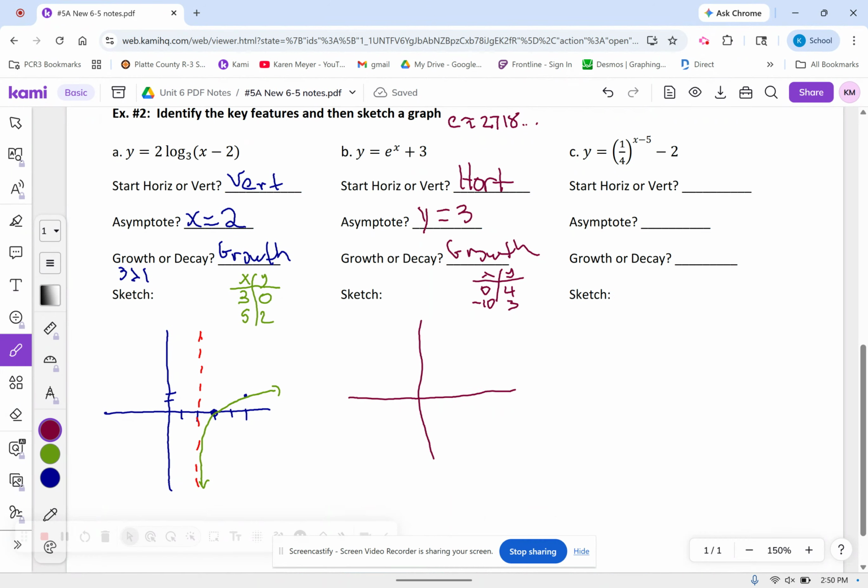Okay, so I'm going to go put my horizontal asymptote in. 1, 2, 3. So here's my horizontal dashed line. And then (0, 4) is right here. And then (-10, 3) is basically there. So then we're just going to kind of follow this, hit this, and then curve. And we're done.